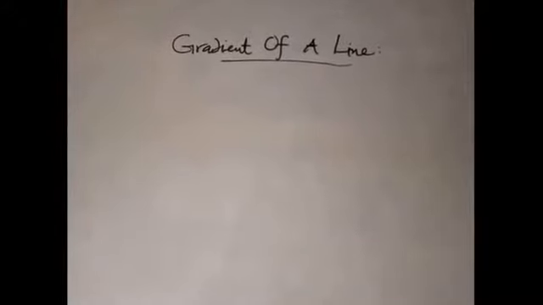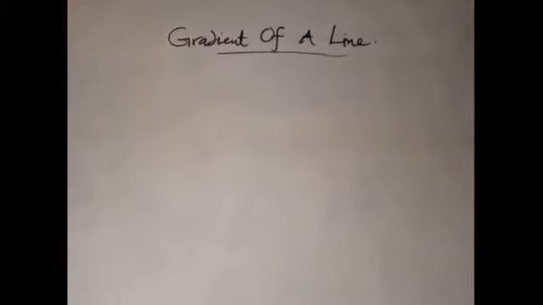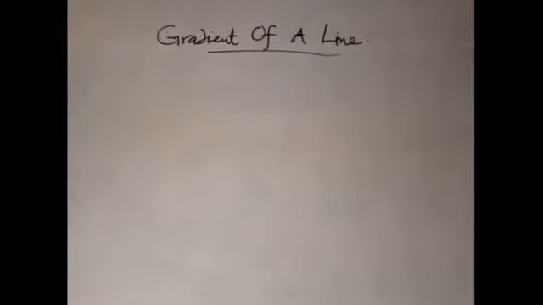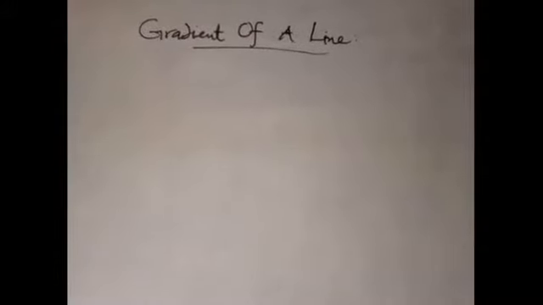Gradient of a line is the sloping degree of a line joining 2 points. It can also be measured by the ratio of the increment of the vertical axis to that of the horizontal axis. So let's use a diagram to explain gradient of a line further.